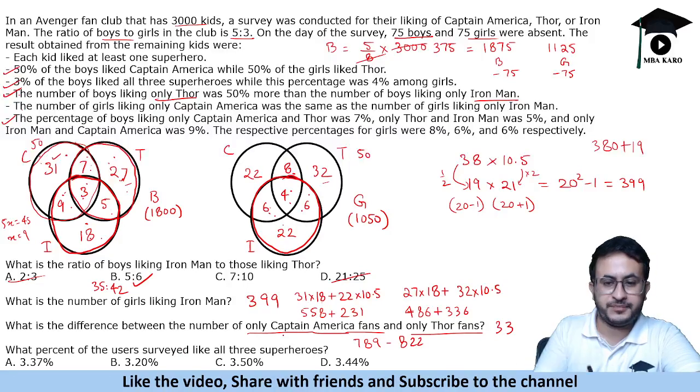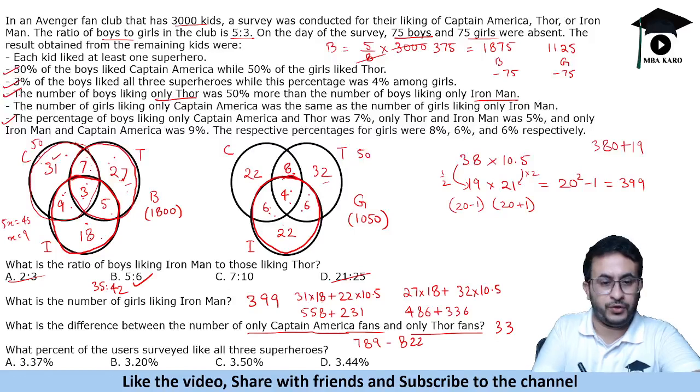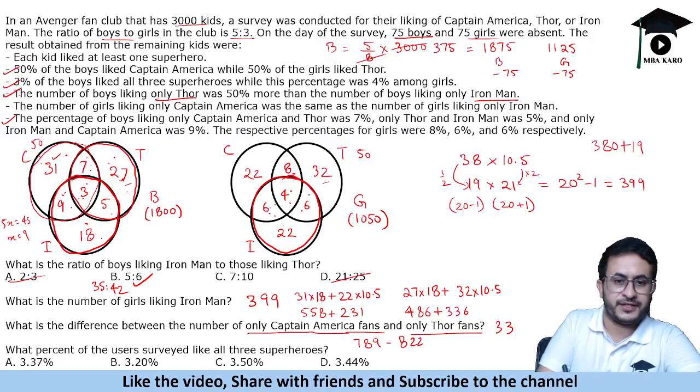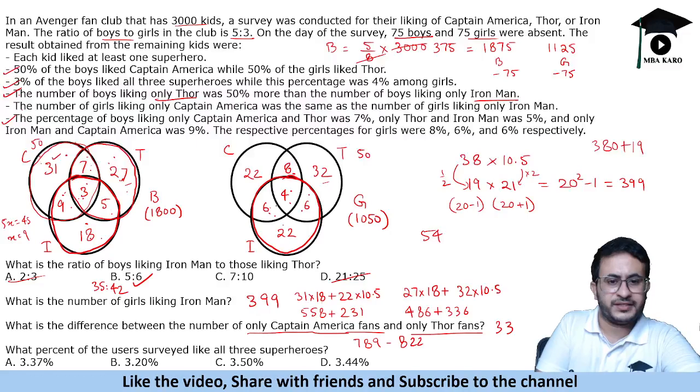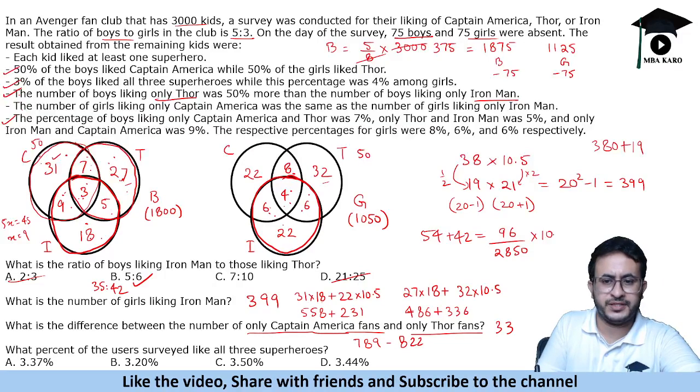So we need to find that percentage here. All 3 superheroes is 3%, that is 54, and this value is 4 of this, that is 42. So total is 96 out of 2850, and we need to convert to percentages.